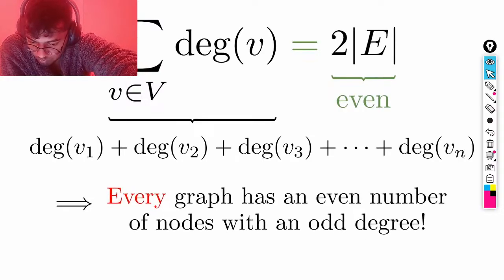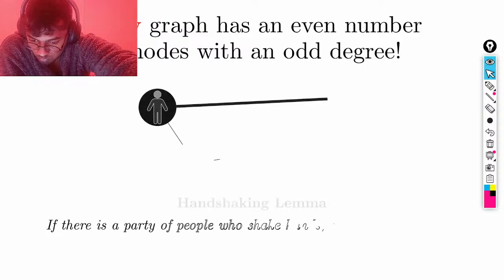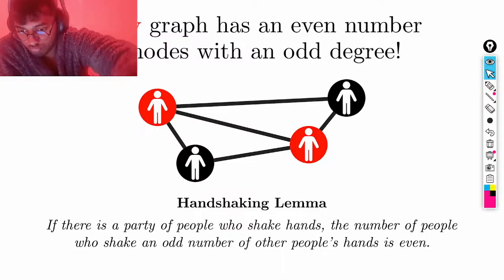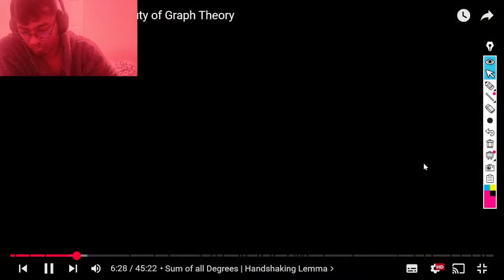A corollary from this is the handshake lemma, which tells you if there is a party of people who shake hands, the number of people who shake an odd number of other people's hands is even. Observations like this that help us to better understand the structure of graphs are very important in graph theory. And for some certain graphs there are indeed still many unsolved mysteries waiting to be solved.